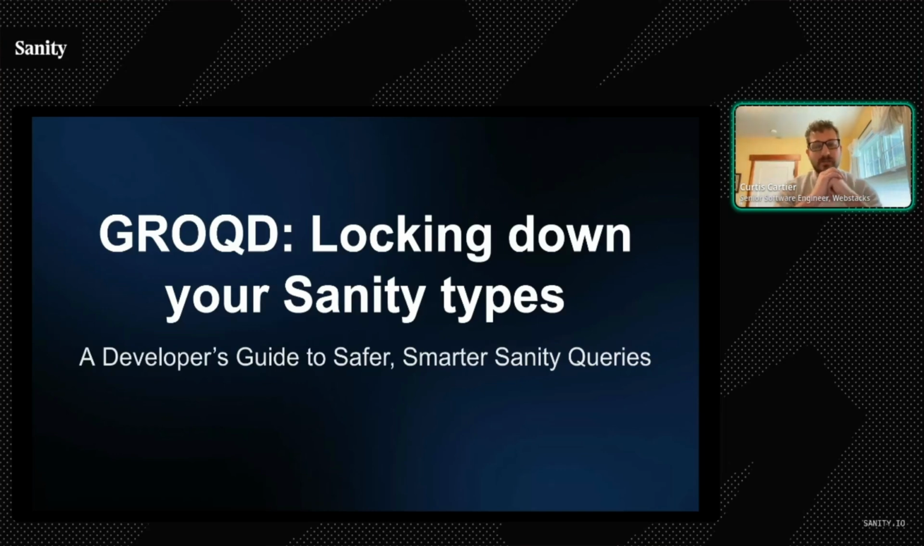Today, I wanted to share something that has had a huge impact on how we scale our development process while keeping quality high. If you've ever written a Grok query and held your breath hoping you didn't mistype a field, or if you've tried to juggle TypeScript types after the fact, you'll know exactly why I went looking for something like Grok. This talk is called locking down your Sanity types because that's exactly what Grok helps us do. It's a developer first way of querying Sanity with type safety, reusability, and confidence baked in. And if you already love Sanity, I think you're going to love what Grok brings to the table even more.